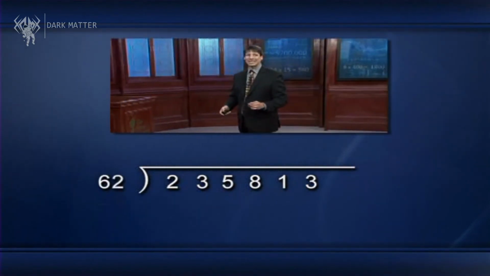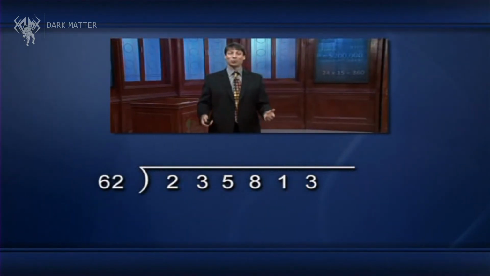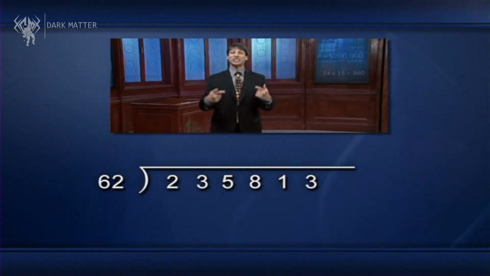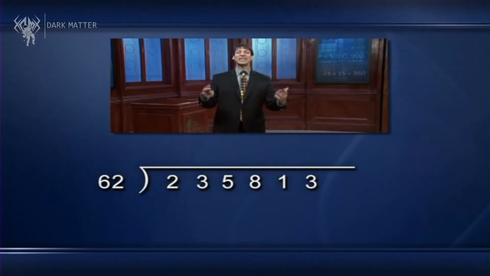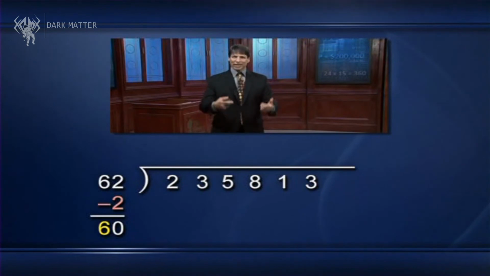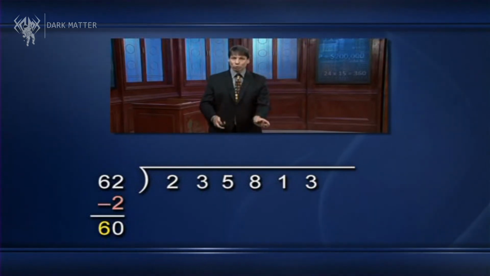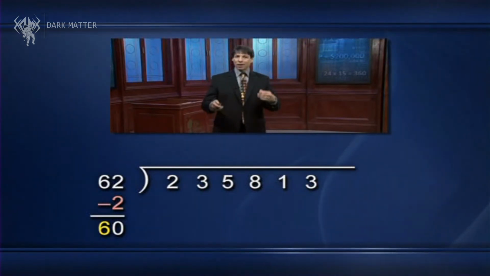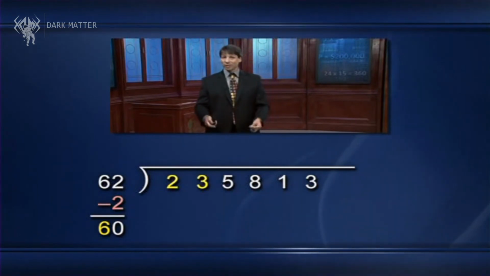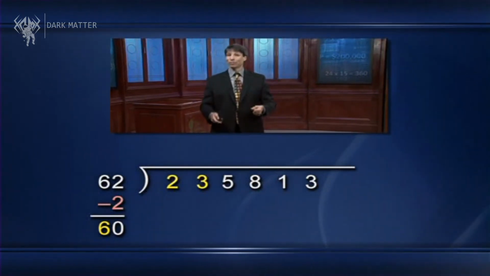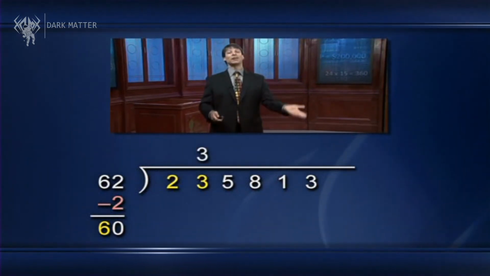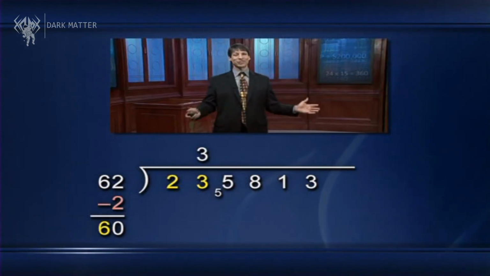If we divide by 62 instead of 61, our divisor is still 6, but now our multiplier is negative 2. That's because we had to go down 2 to reach 60. Okay, 6 goes into 23 3 times with a remainder of 5, so the 3 goes up and the 5 goes down. They always start the same way.